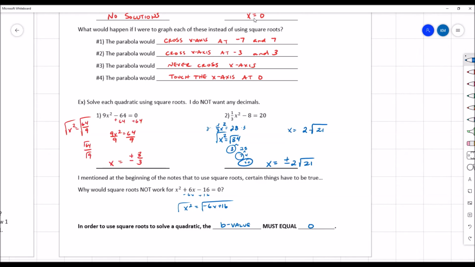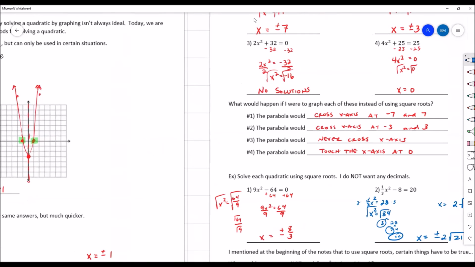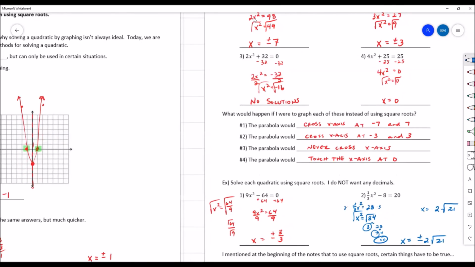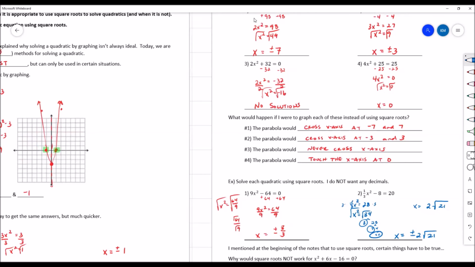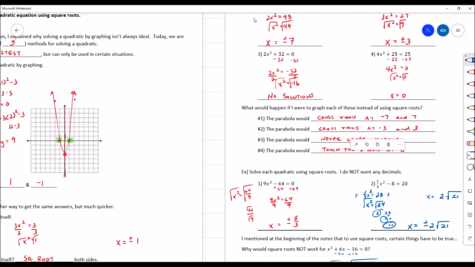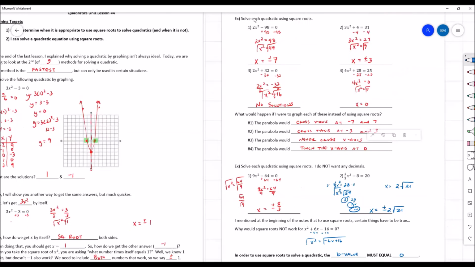All right, so that is solving using square roots. Hopefully you see how that matches and intertwines with graphing. And we'll look at other methods as we go.